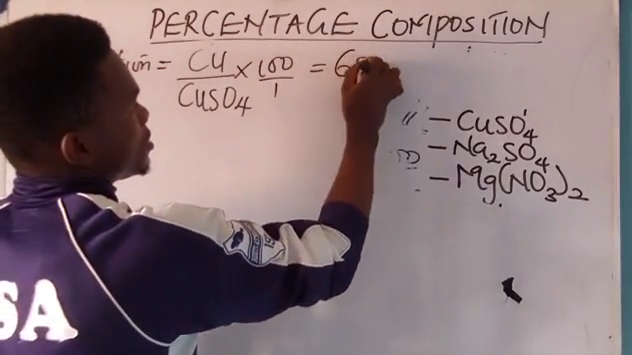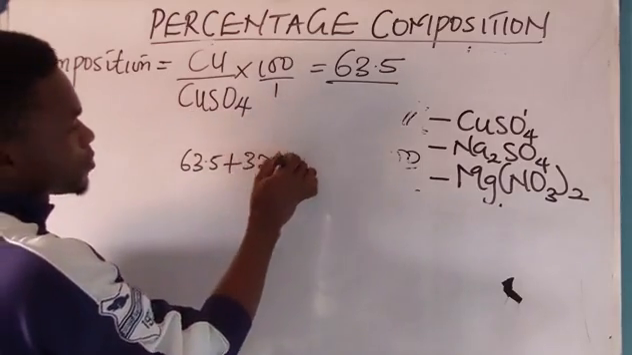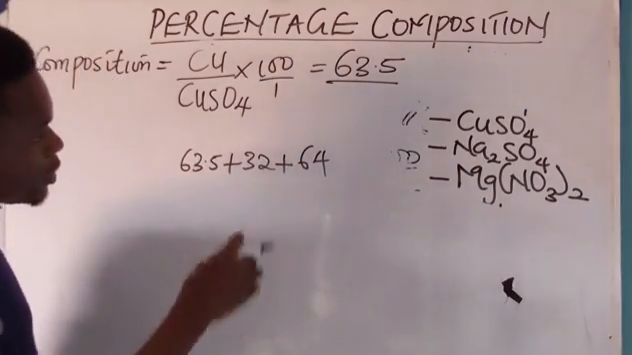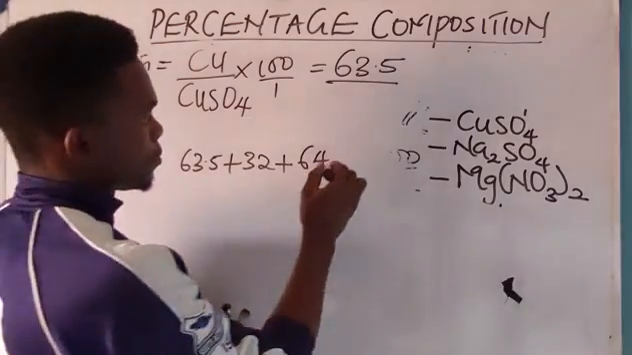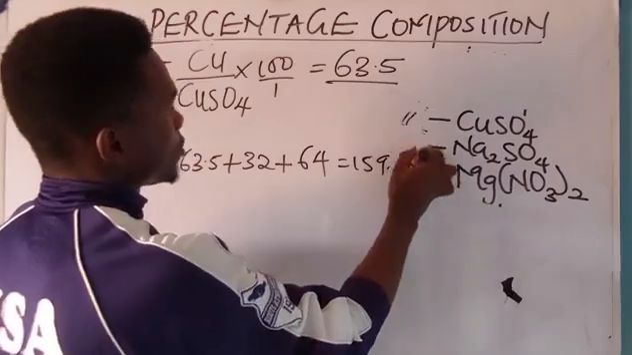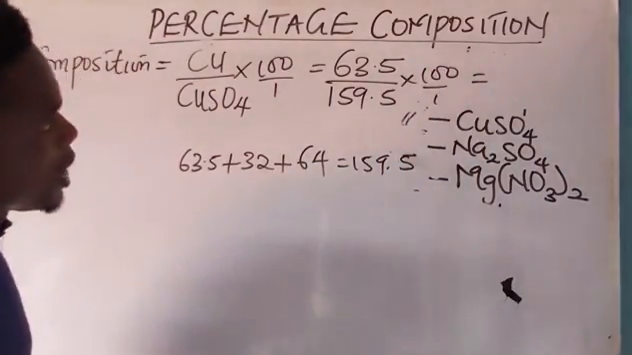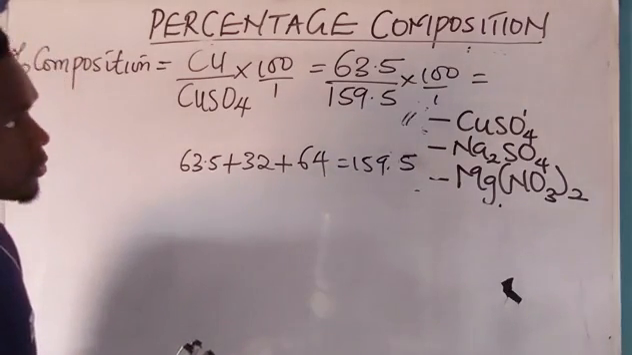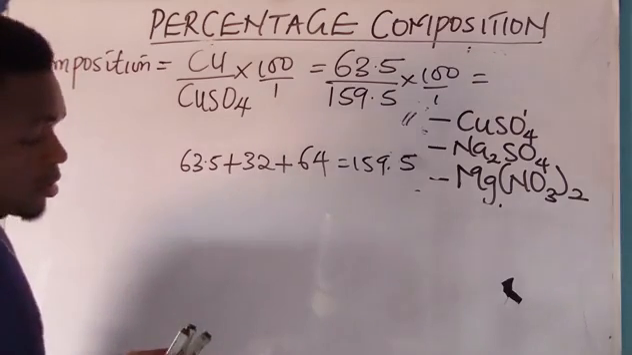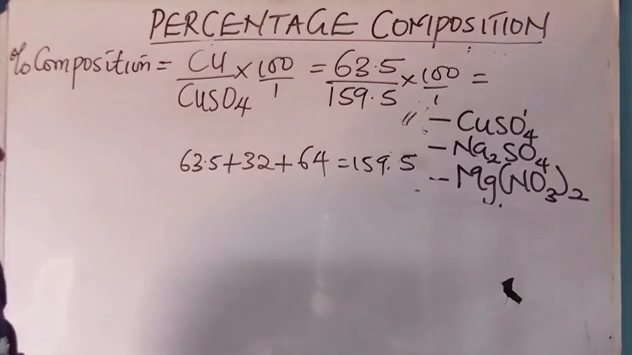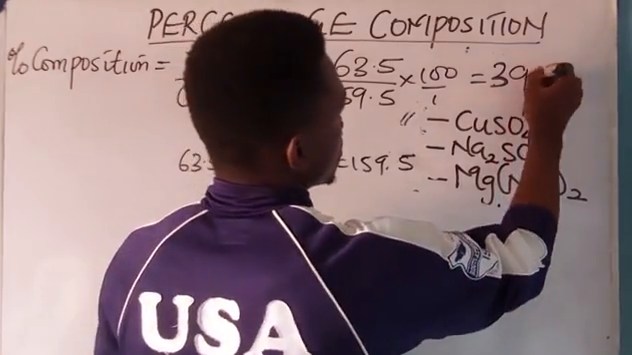This becomes 63.5 over, copper is 63.5 plus sulfur is what? 32, right? Then plus 64. So this plus this is 96. So 96 plus 63.5, I'll have 159.5. So I have 159.5 times 100 over 1. So we are going to be having 6350 divided by 159.5 equals 39.81%.